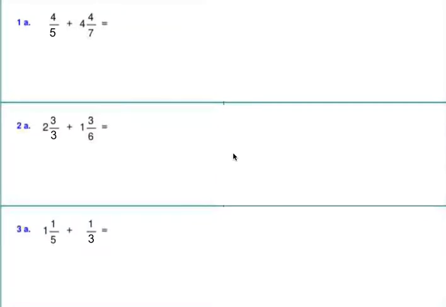Question number 1. We are going to add 4/5 and 4 4/7. I'm going to show you how to do this. You're going to add the whole numbers first, which we already know how to do. Then you're going to add the fractions.